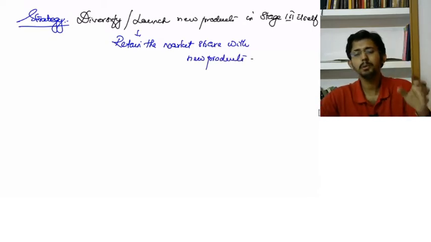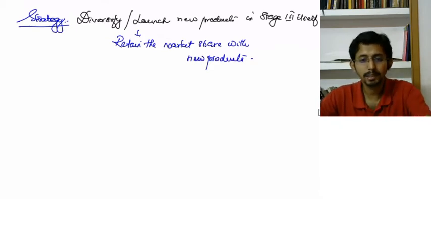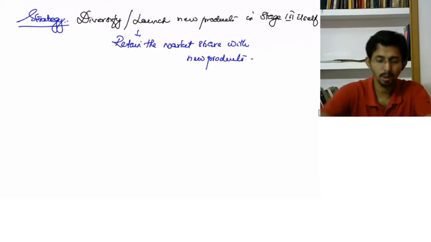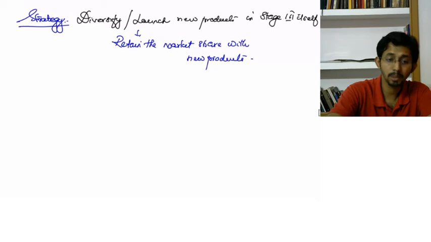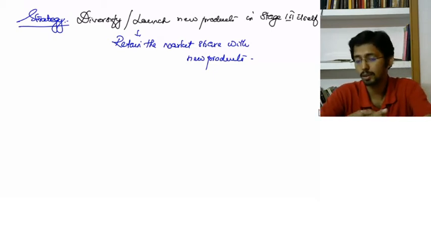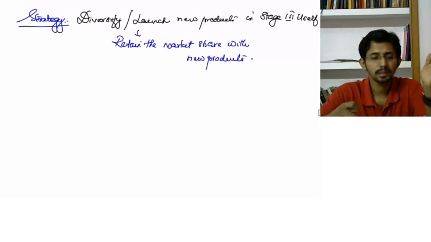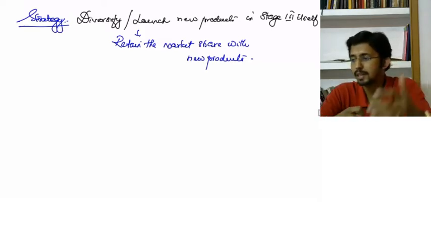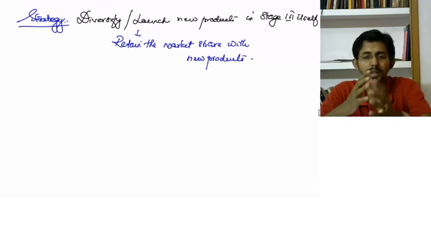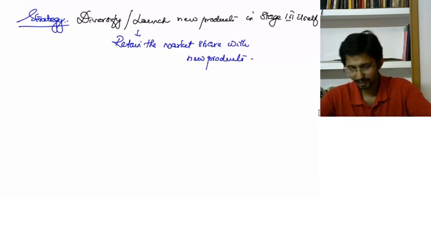So by the time your first product reaches the maturity phase, your second product or another type of product should come in the market. Okay, and you should be able to capitalize on this new product by the time your first product reaches the declining phase. So this will ensure smooth running of your entity.